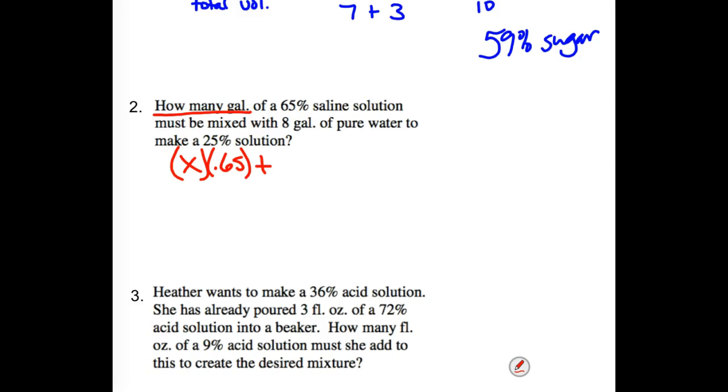What am I mixing it with? Pure water. How much water? 8 gallons. What is the concentration of saline in pure water? Does pure water have any saline? No. So 0%. Total volume.